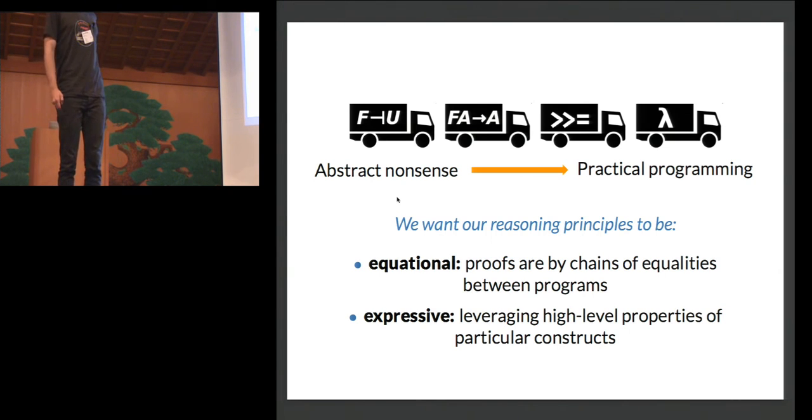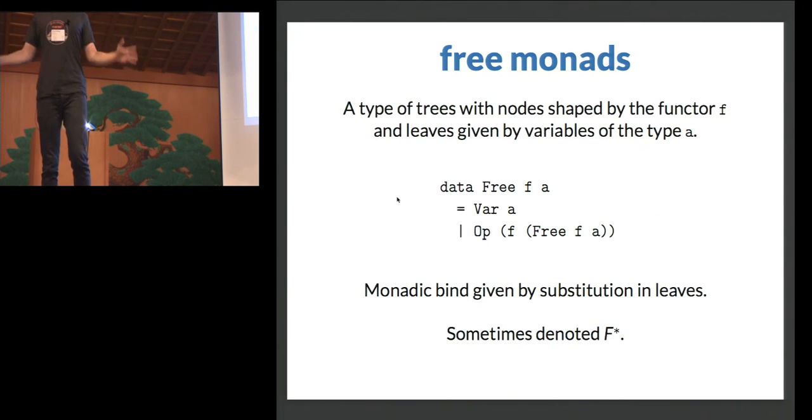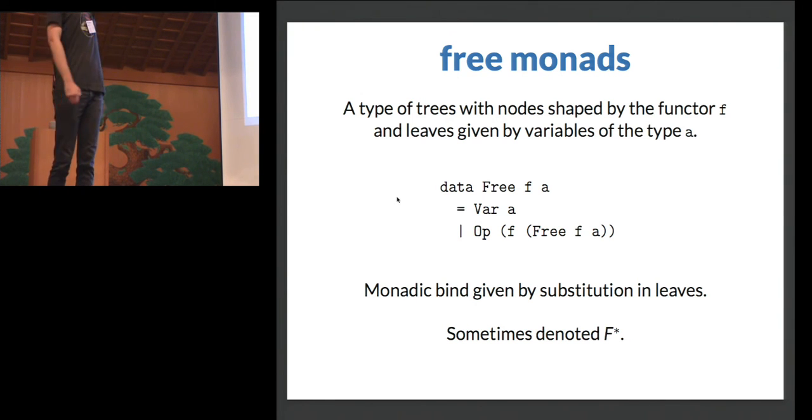The purpose of this talk is to show you some properties like that that would allow us to reason about free monads more easily. So the free monad is kind of a generalized term monad where the signature is given by an arbitrary functor, and the monadic structure is given by substitution in the variables.